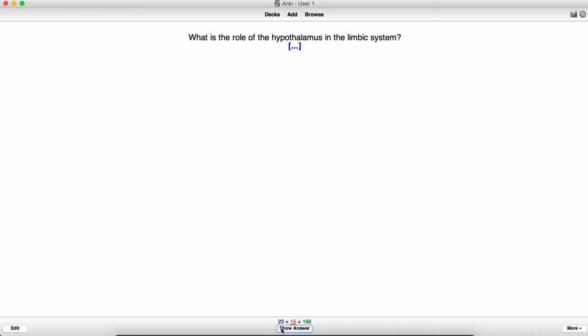What is the role of the hypothalamus in the limbic system? Not the hippocampus, the hypothalamus. The hypothalamus is responsible for the endocrine system, specifically the autonomic nervous system, and sleep, thirst, sex, all those things. Endocrine system, hunger, sleep, thirst, sex.